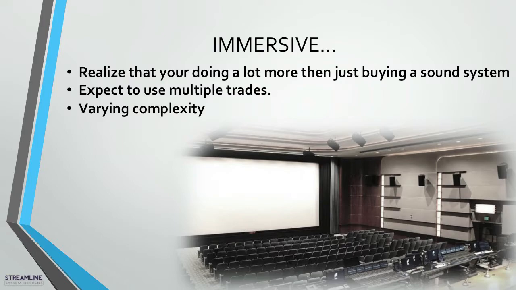You're doing a lot more than just buying a sound system. So when you put this in, that's the Cary Grant Theater, by the way, expect to use multiple trades. It's not just speakers, it's not just wire, which is a big part of it, but you're going to have to get your electricians in there. You're going to have to get sprinkler people, fabric people, mill work. So all these things add up in the budget, even though you just say budget X for the sound system and the amplifiers and everything, but what about all this underlying stuff?